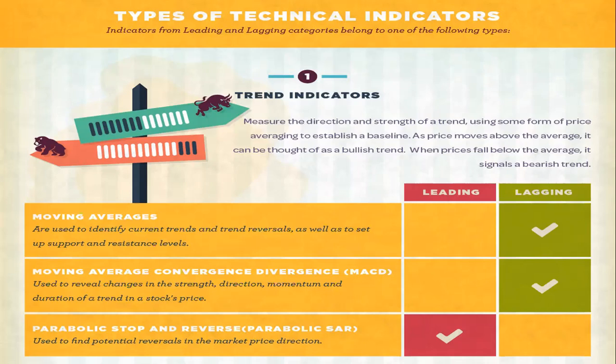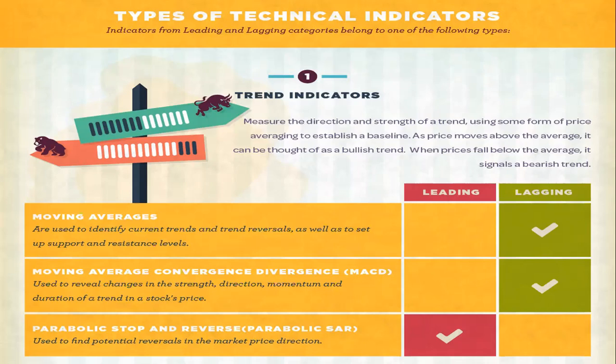So on the table, we have moving averages. That's one place, right? We have moving averages as types of trend indicators. Moving averages are used to identify current trends and trend reversals, as well as to set up support and resistance levels.